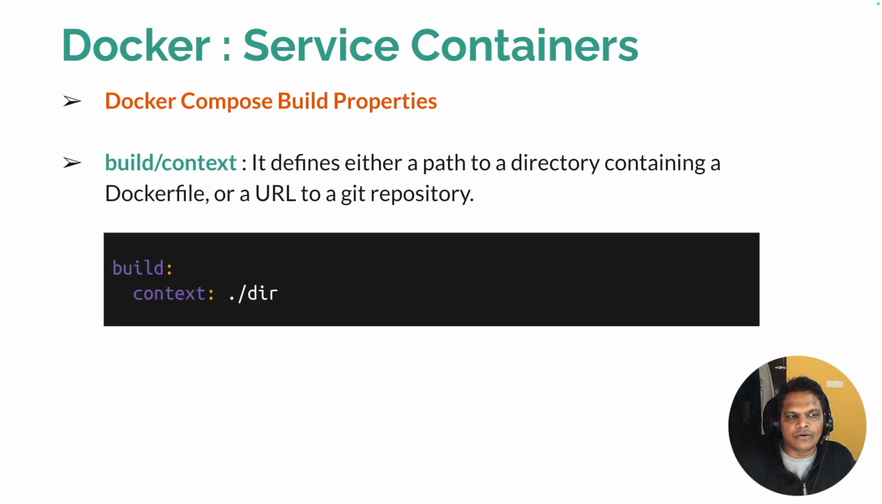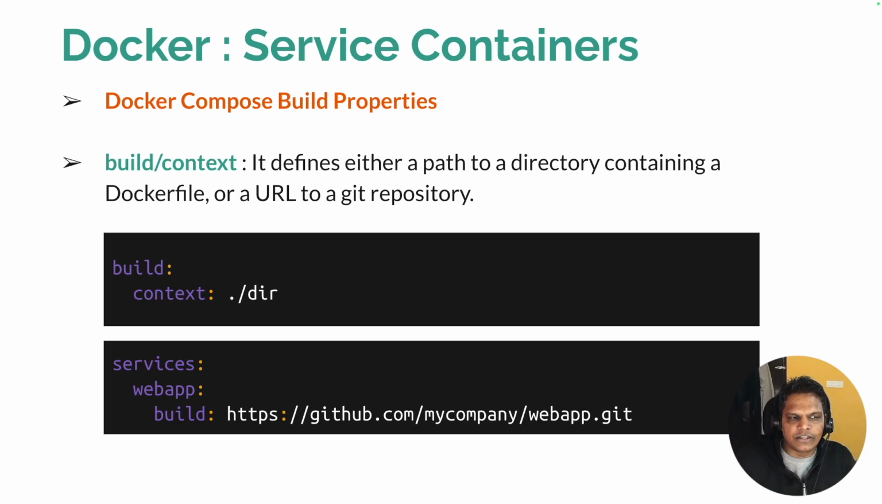So the syntax will look like this. You need to define the build. Within the build, you can define the context. And after the context, you need to define the path of the directory where the Dockerfile is present. Or if you want to define the Git location, you can define it like this. You are defining the services. Within the services, you are defining your service name. Then we have the build option, and then we have the Git location directly.